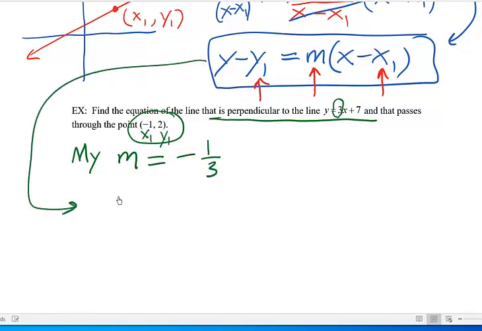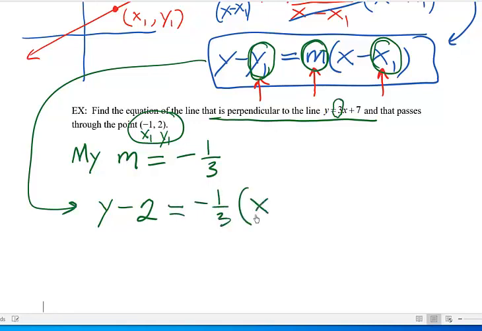Now you take the formula, you copy it down. You are not filling in anything for x and y. This x and y are the x and y that are going to be there in the final answer. Okay, this one does not have that temporary plug-in idea. It is a different method. You just plug in those three specific numbers. This is a number, this is a number, this is a number. So let's see, my y1 is 2, so y minus 2 equals, then comes the m, then you open a parentheses, and it's x minus the x1. Let's see, the x1 is negative 1. Be careful, several negative signs in there.